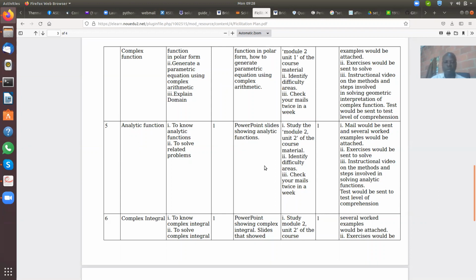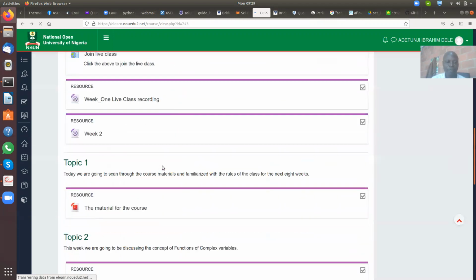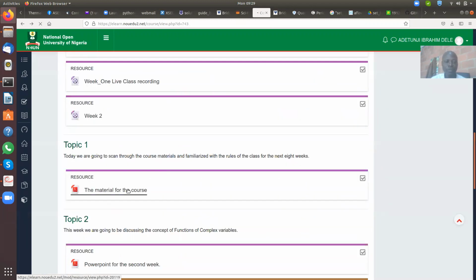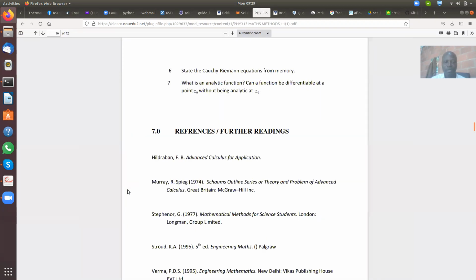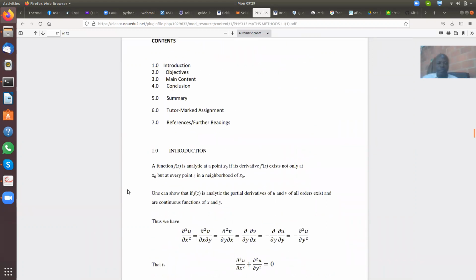Okay, so today we shall be looking at analytical functions. What are analytical functions? What do they look like? How do we solve them? How do we handle them? These are the things we are going to be looking at today. So let's go straight to the course materials and start from there. Like I said, we are going to be looking at analytical functions.